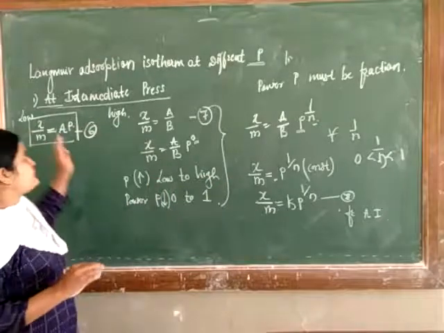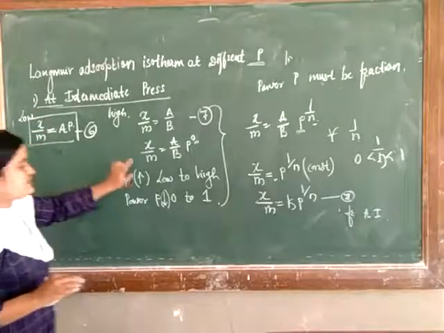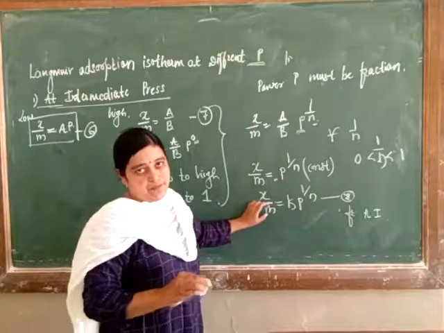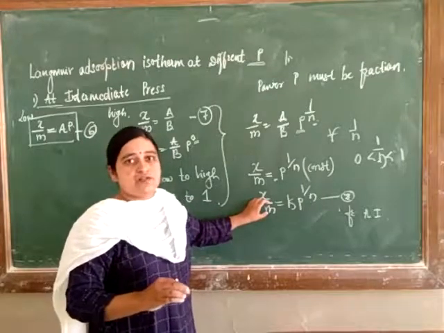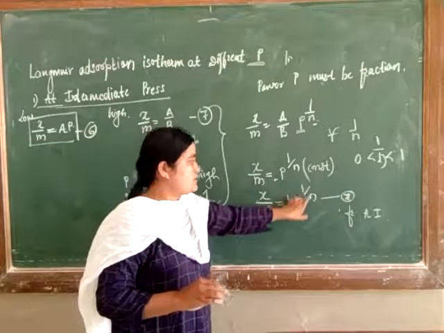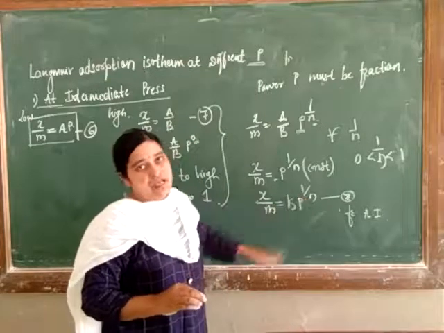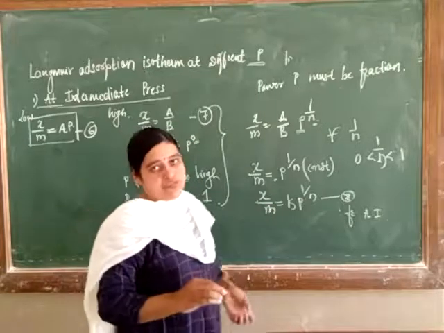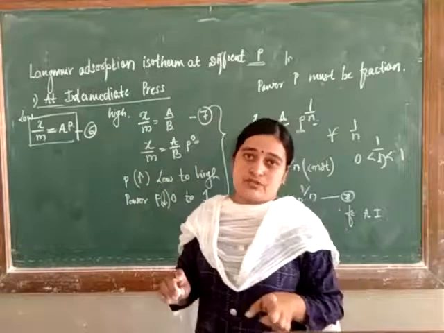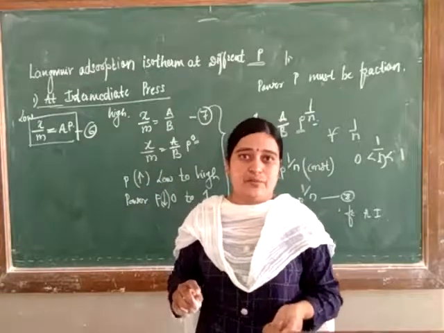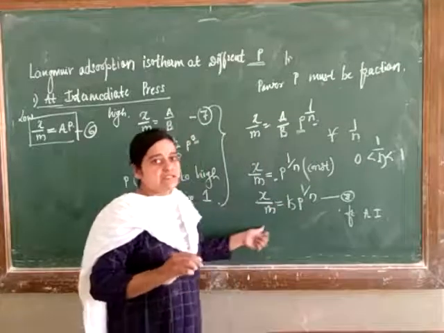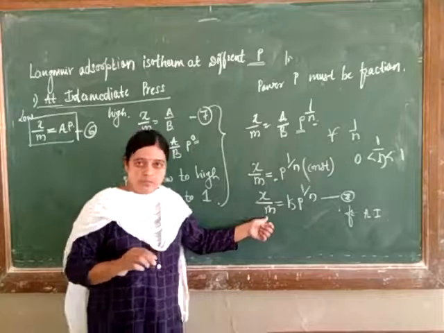At different pressures, first we saw the low pressure, next the high pressure, and after that the intermediate pressure. And what is the conclusion here? x upon m is equal to K P raised to 1 upon n. This equation relates to the Freundlich adsorption isotherm based on the linear adsorption isotherm. When the linear adsorption isotherm behaves at an intermediate pressure, we develop the Freundlich adsorption isotherm. This shows equation number 8.